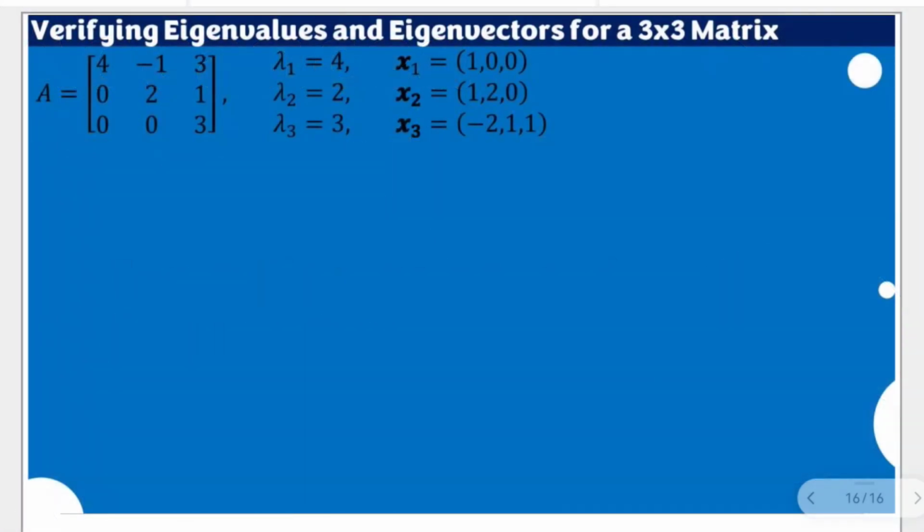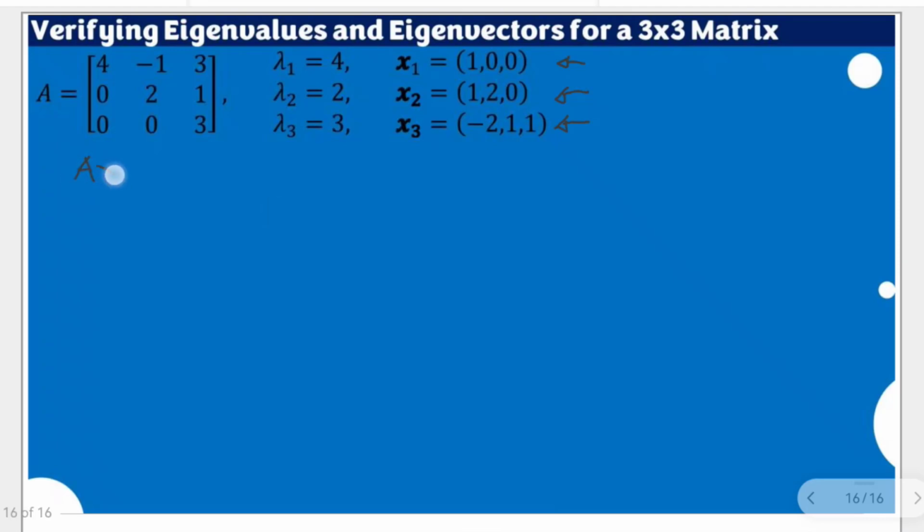This is the third and the last video for verifying eigenvalues and eigenvectors for a 3x3 matrix. We have here matrix A and sets of pairs of lambda values and vectors, and we are going to verify if each pair is an eigenvalue and eigenvector of the 3x3 matrix. To do that, we are going to satisfy this process here.